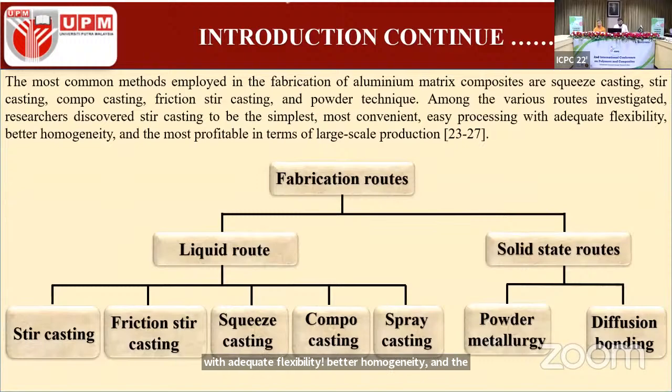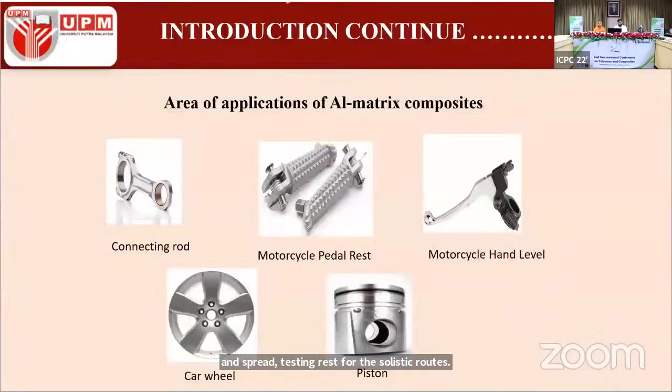So we can see the fabrication routes, using liquid routes and solid-state routes. For the liquid state route, we have fabrication processes like stir casting, friction stir casting, squeeze casting, compo casting, and spray casting. Whereas for the solid state routes, we can use diffusion bonding and powder metallurgy.